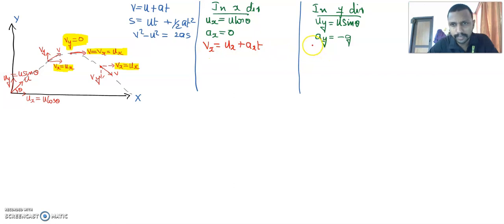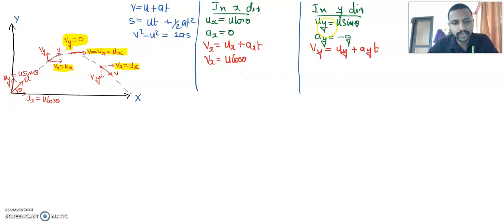In a similar manner, the first equation can be used in the y direction as Vy is equal to uy plus ayt. Okay, then let's substitute for the values. Vx will be, what is ux? ux is u cos theta. What is ax? The ax value is 0, therefore no need of writing plus axt. Therefore Vx is equal to u cos theta.